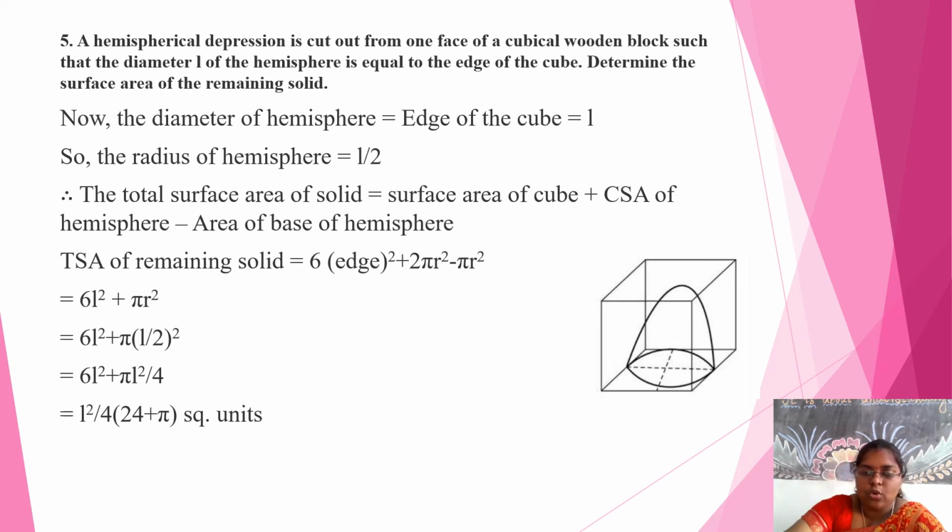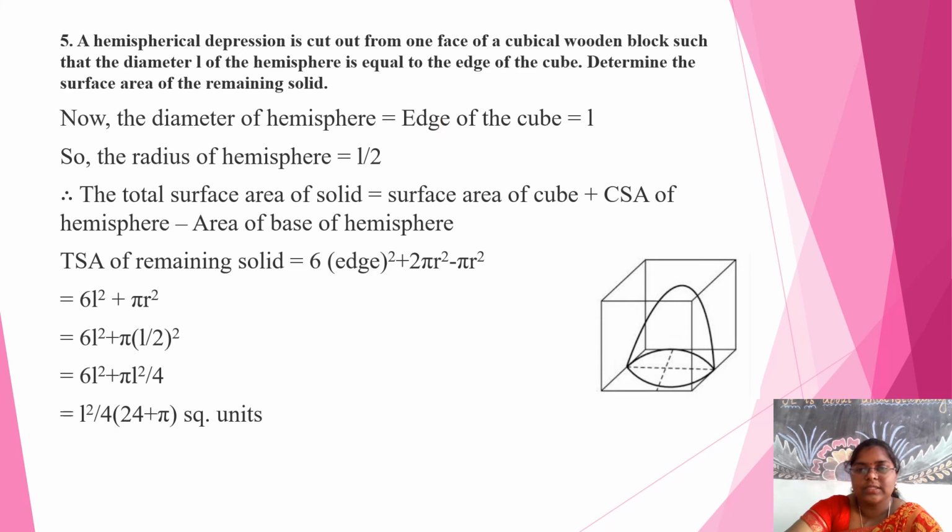First, the surface area of a cube, which is 6 into edge square. So 6 into edge, which is L square, plus 2 pi r square minus pi r square. So 6L square plus pi into r, we know L by 2, so L by 2 the whole square. What we will get is 6L square plus pi L square by 4. Here we can take L square by 4 out, so we have 24 plus pi. So this is our required surface area of the remaining solid.